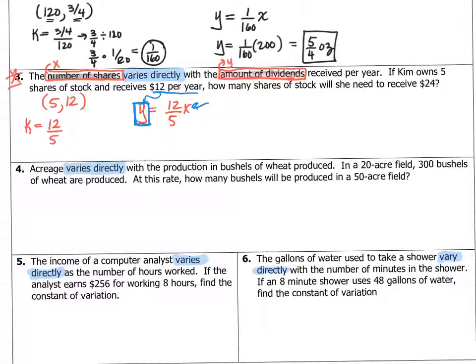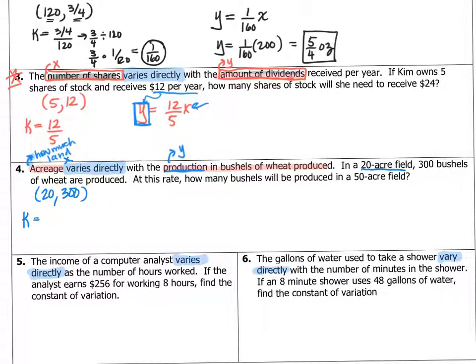The same is true for number 4. In number 4, acreage varies directly with production of wheat. Acreage is how much land you have. And how much land you have will determine how much you can produce, how much you can grow on your land. So this is going to be my Y, because how much I can produce needs to be dependent on how much land I even have to work with in the first place. So that's X. So in a 20-acre field, 300 bushels of wheat are produced.